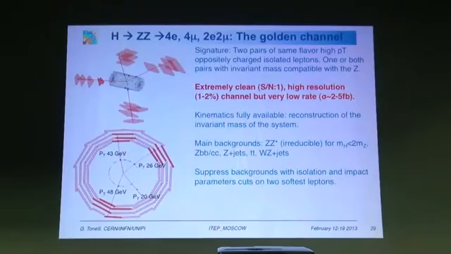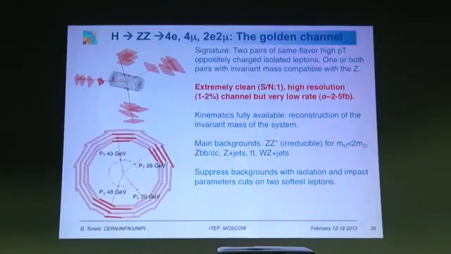And the issue was closed by the last channel, which is actually called the golden channel, which is X to ZZ. Events are very simple. Basically, in this case, you have 4 muons, each one coming from a Z. One Z is on shell, the other one is off shell. And this is an extremely clean signal. Basically, the signal to noise is 1. You have 1 signal, 1 background, roughly speaking.